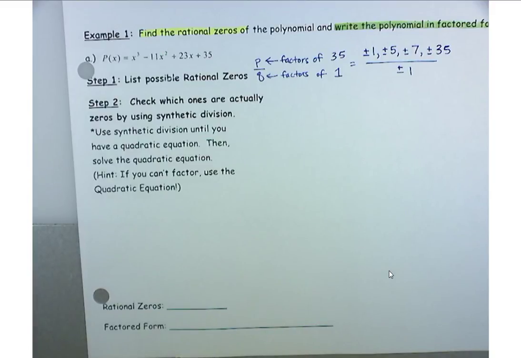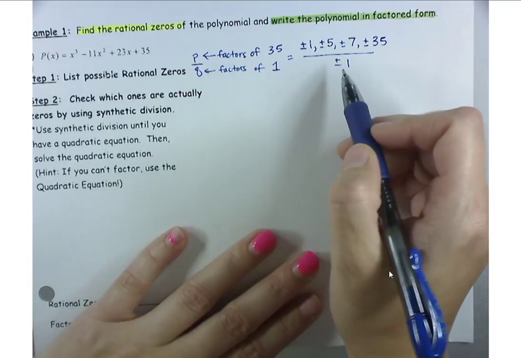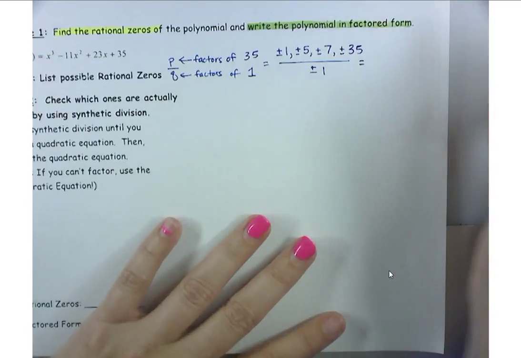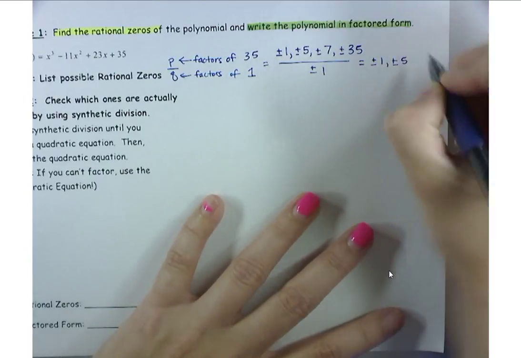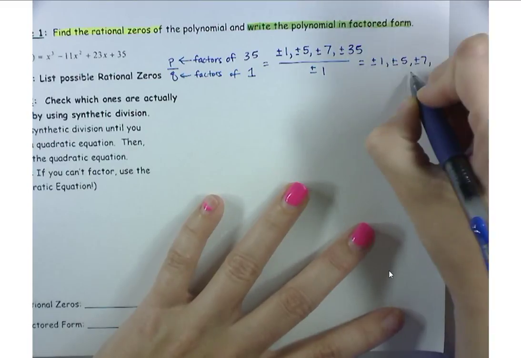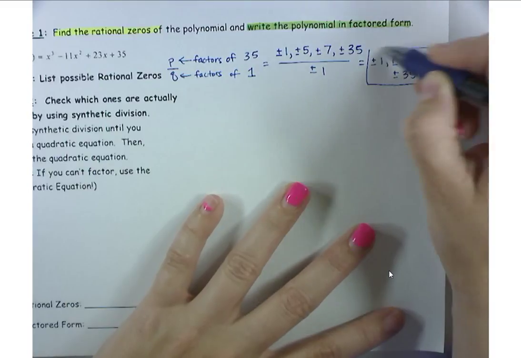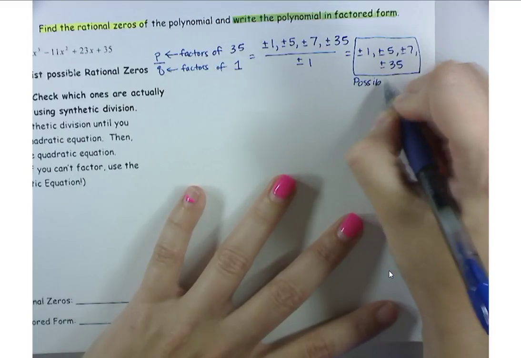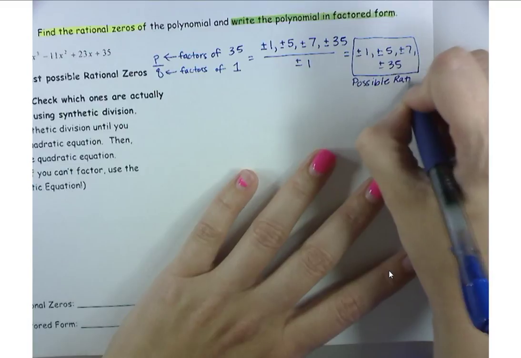So remember, P over Q means P divided by Q. So what I have to do is divide every number on the top by every number on the bottom. And for this one, we just have 1. Anything divided by 1 is just going to be what? Itself. So this would be plus or minus 1, plus or minus 5, plus or minus 7, and plus or minus 35. Yes, you do have to write plus or minus for every single one. So these are the possible rational zeros.